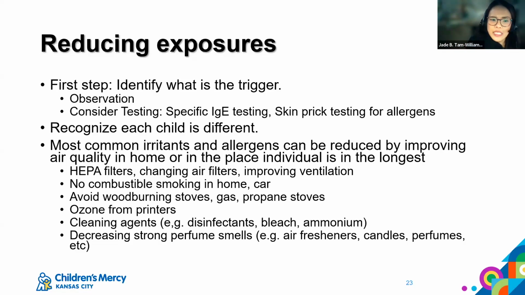Most common irritants and allergens can be reduced by improving air quality. A lot of what I talk about within my own clinic is air filters, HEPA filters, changing air filters, and improving ventilation. I always talk about reducing irritants such as smoking, combustible smoking, whether it be vape smoke or tobacco smoke. We talk about avoiding wood burning stoves and gas and propane ovens, because again, that's an irritant. And remember that for eosinophilic asthma, it doesn't have to be an allergen. It could also just be an irritant that starts the process.